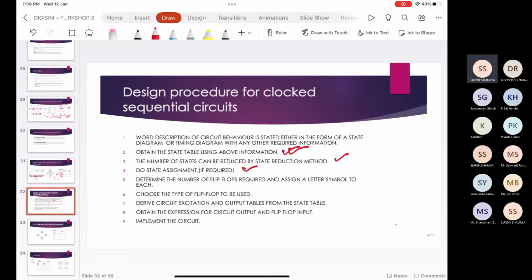We have to determine the number of flip-flops required and assign a letter symbol to each. We will be able to determine this using how many binary digits are required to represent the state. We can choose the flip-flops, either T, D, or JK flip-flop. We have to derive circuit excitation and output tables from the state table, obtain the expression for circuit output and flip-flop input, and then implement the circuit.